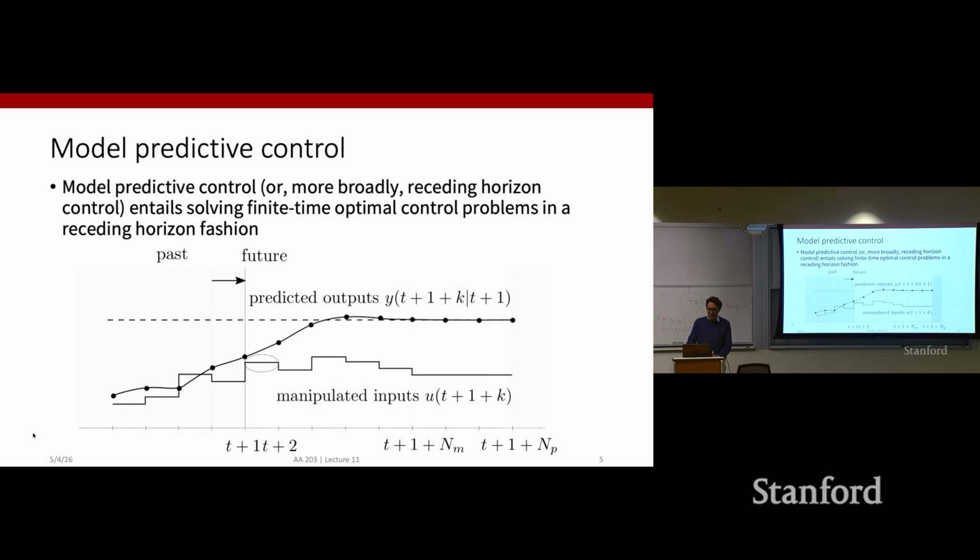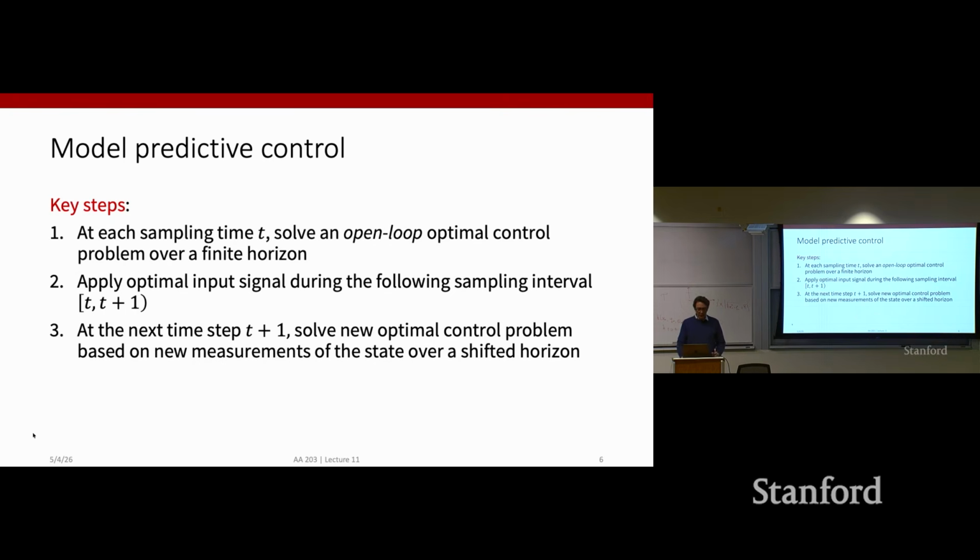Does it make sense? There is a little bit of notation here, t plus 1 plus k given t plus 1. I will explain this terminology in a second. So key ideas. At each sampling time t, we solve an open loop optimal control problem over a finite horizon. How long that horizon should be, we will discuss later. We apply the optimal input signal during the sampling interval t plus 1.